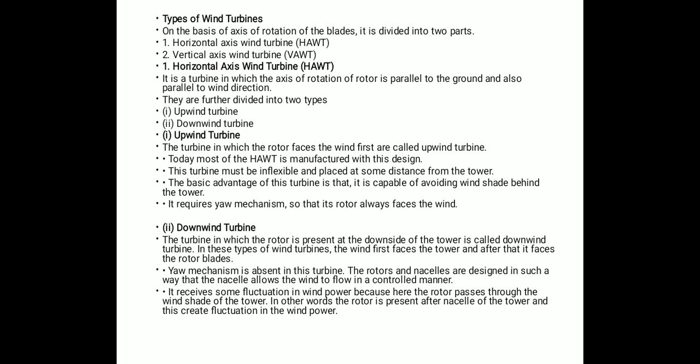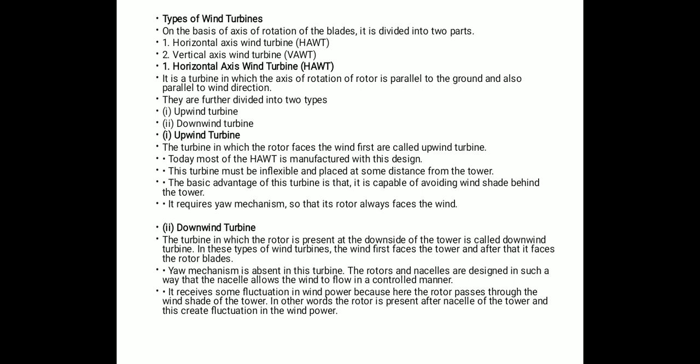The turbine in which the rotor is present on the downside of the tower is called the downwind turbine. In this type of wind turbine, the wind first faces the tower and after that it faces the rotor blades. The yaw mechanism is absent in this turbine because why? Wind directly forces the tower surface, not the blade surface.